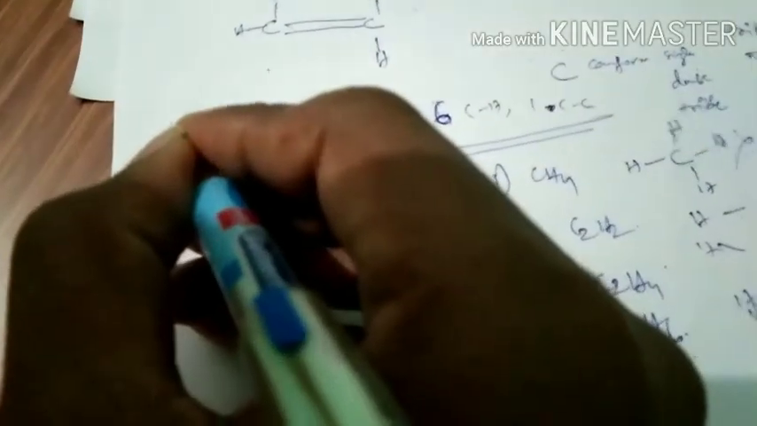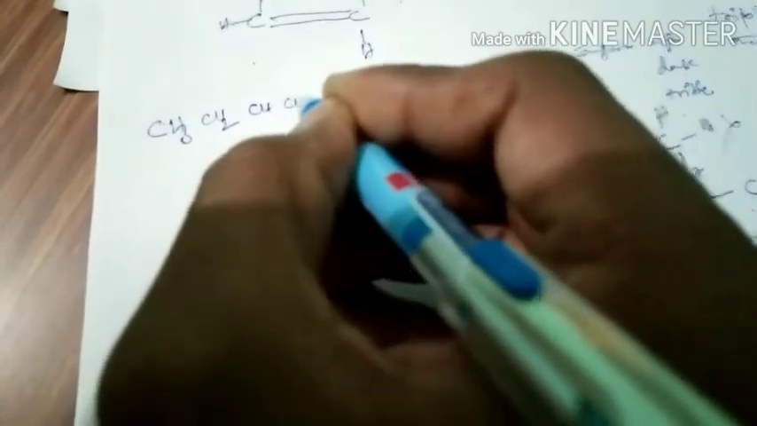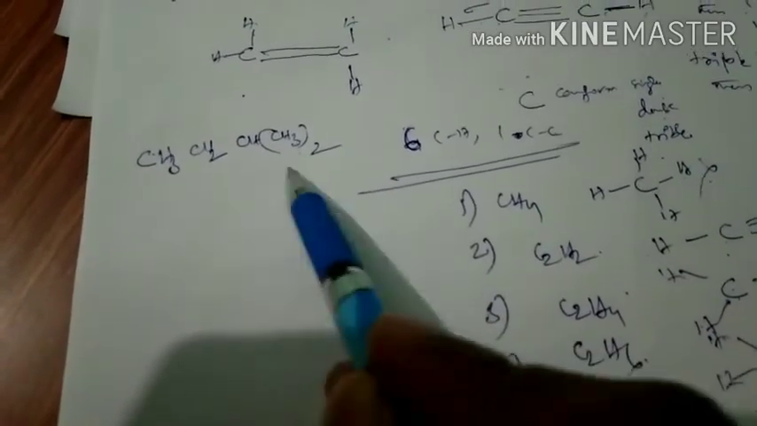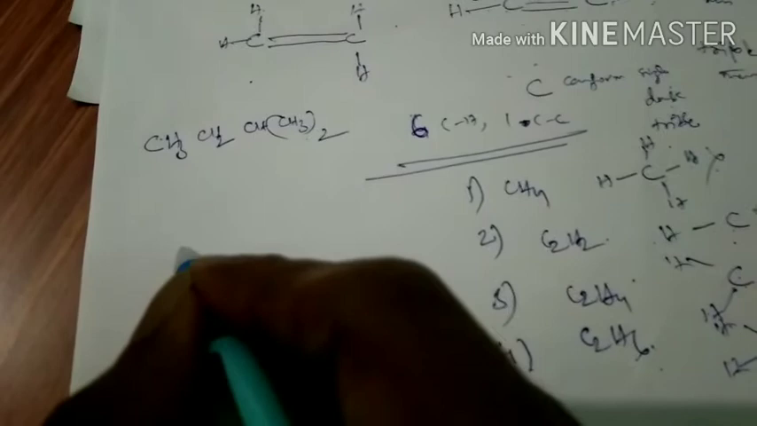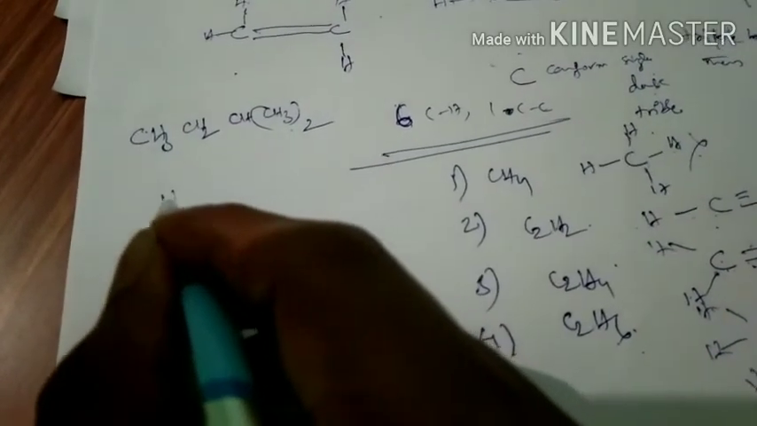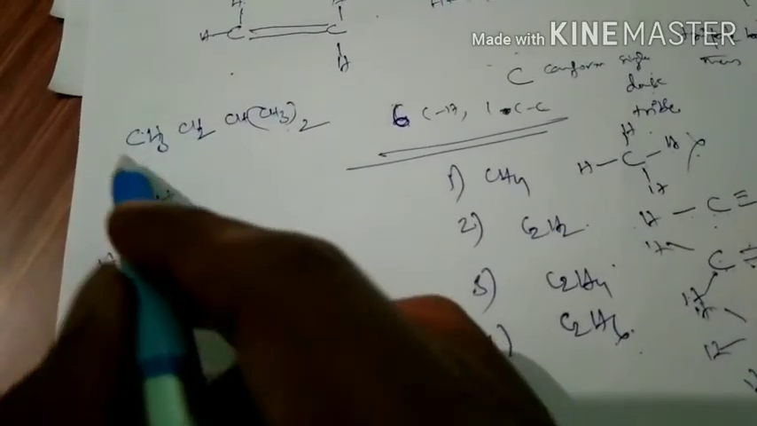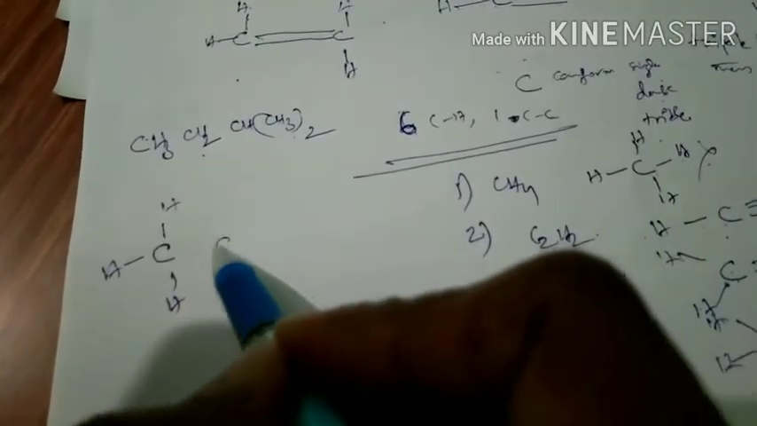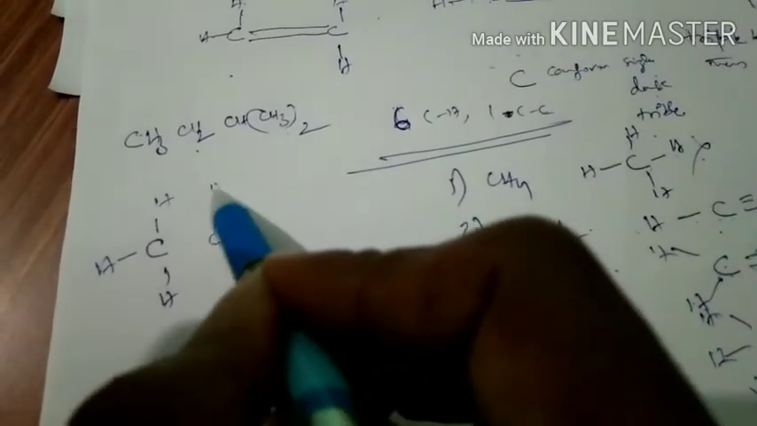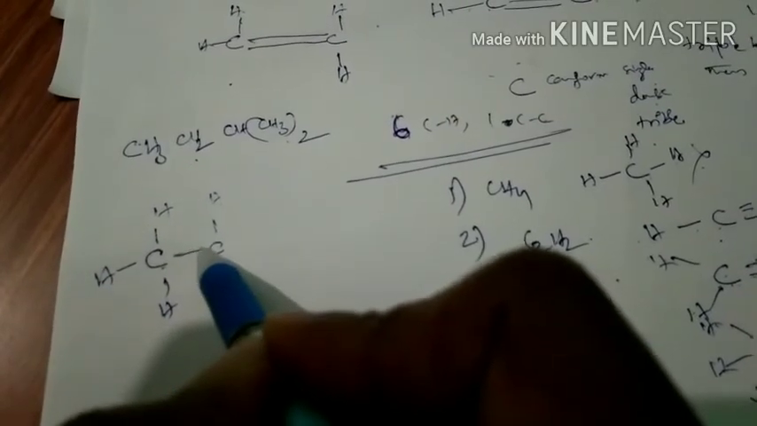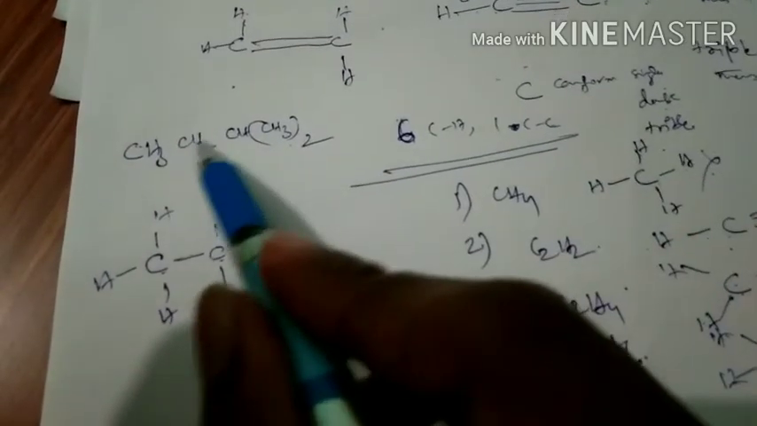See, the compound is this one: CH3, CH2, CH, CH3. We have to draw the structure of this one. How? C, H, H, H. That means this part is finished. Now this part. C, 2 hydrogens. One is upper side, one is lower side. Now this carbon requires one more bond. That bond will be formed with another carbon. Now this part is also finished.